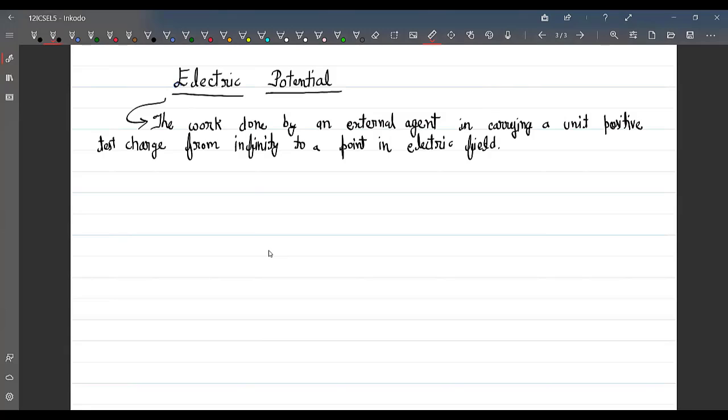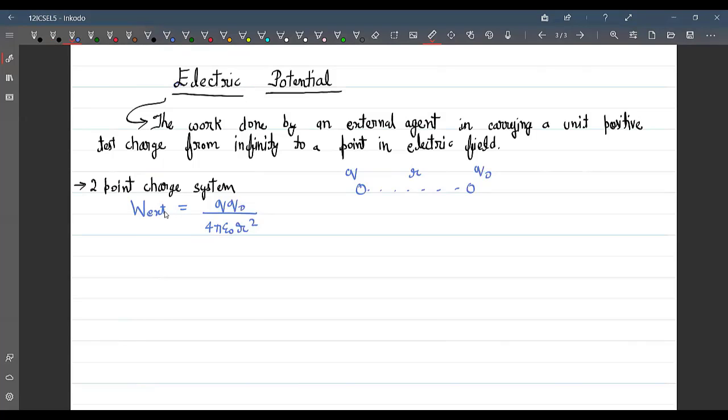Now, work done by an external agent in carrying any charge, that we know. So what is that work done? The value of that work done by the external agent in carrying any charge was Q Q naught by 4 pi epsilon naught r square. Of course, here we are deriving it for a two point charge system. Then we'll generalize the formula to all the other types. This is a two point charge system in which there are two charges, Q and Q naught, separated by a distance of r. So the work done by the external agent in bringing this system was Q Q naught.